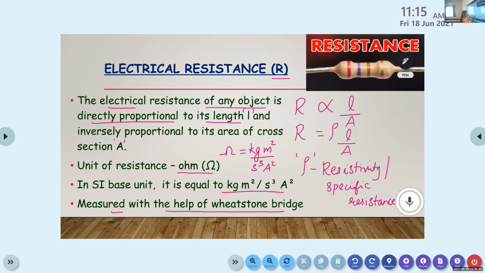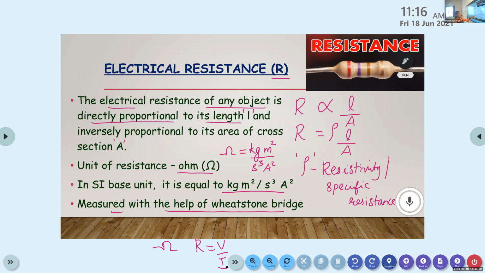Kilogram meter square by Siemens cube, then ampere square. It is equal to this one, but we usually use ohm. Ohm is 1 by Siemens, right? So how can ohm be equal to kilogram meter square by Siemens cube ampere square? This is not related to this one. We are just using ohm as resistance. That means the equation R equal to V by I, Ohm's law, isn't it? Yes, ma'am. Related to this law, we are using this equation.